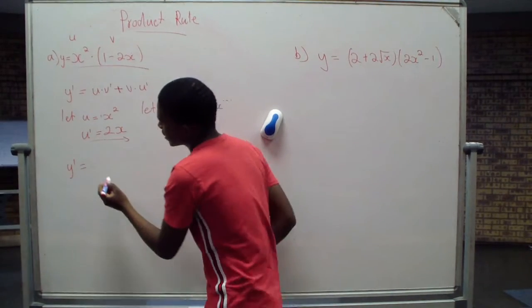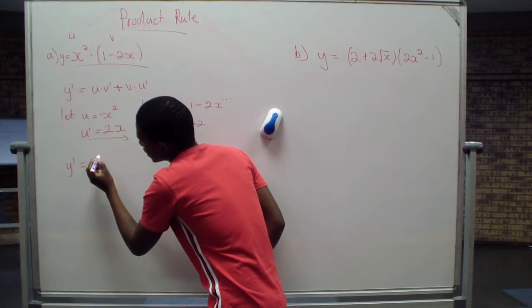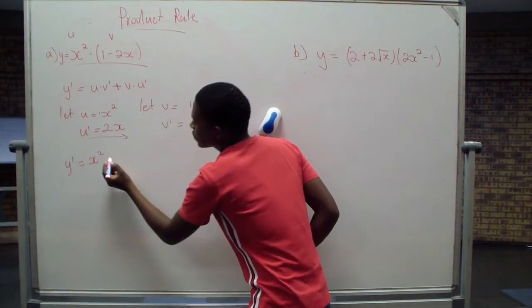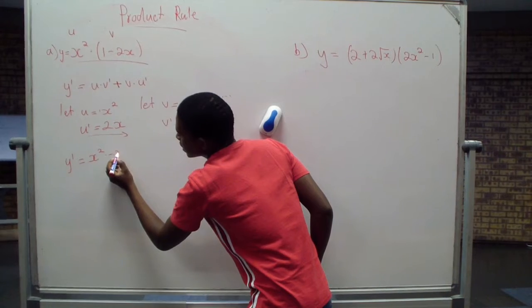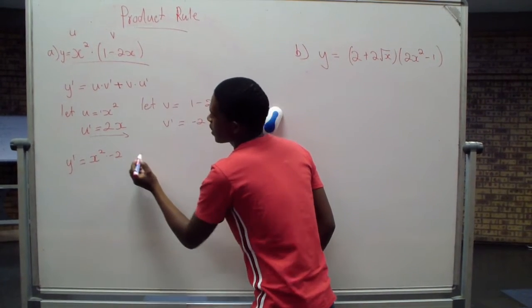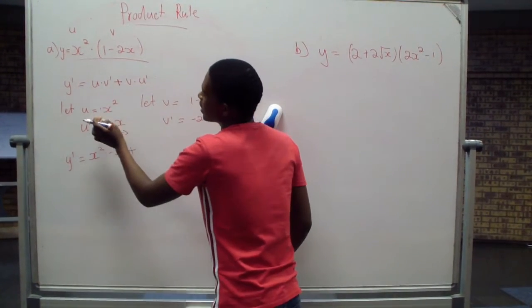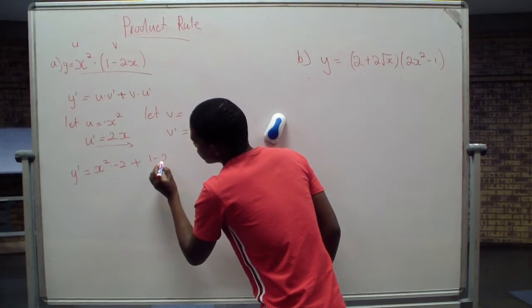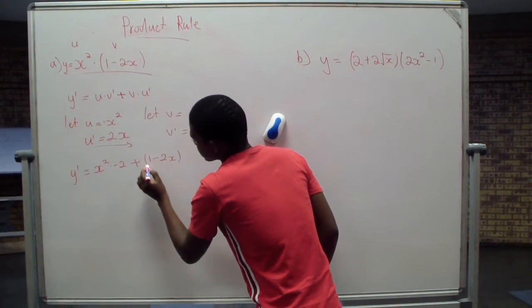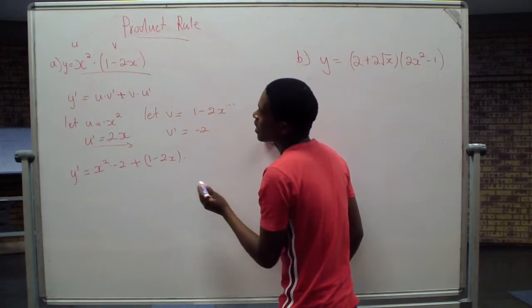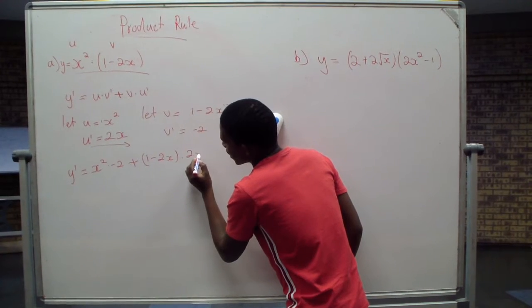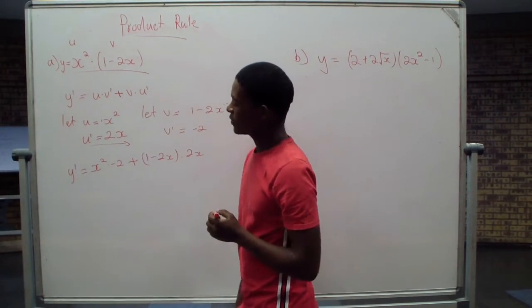So now, applying my formula, I will say y prime is equal to, I said my u is x squared, so I'll say x squared. My v prime is negative 2, multiplied by a negative 2. Plus, then I'm having my v. I said my v is 1 minus 2x, multiplied by my u prime. My u prime is 2x. So now I'm done differentiating.